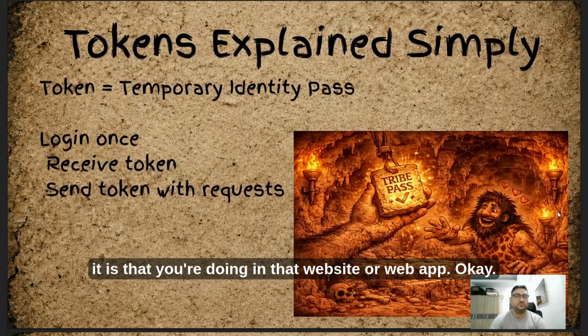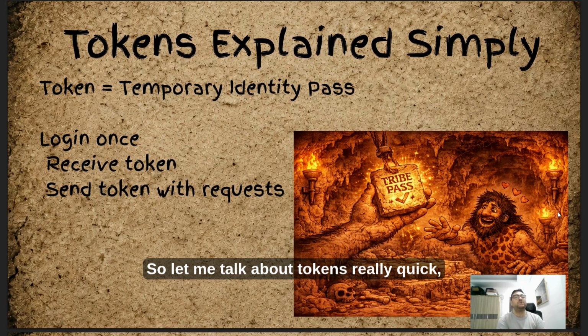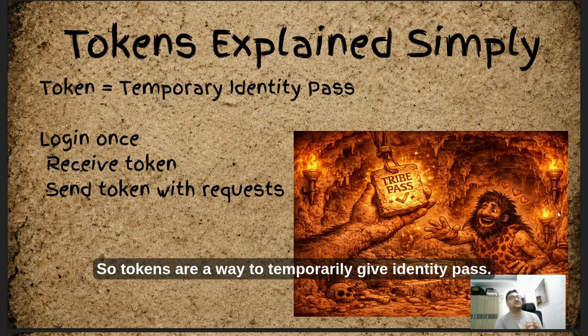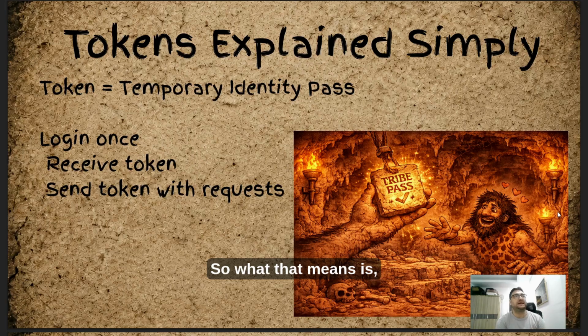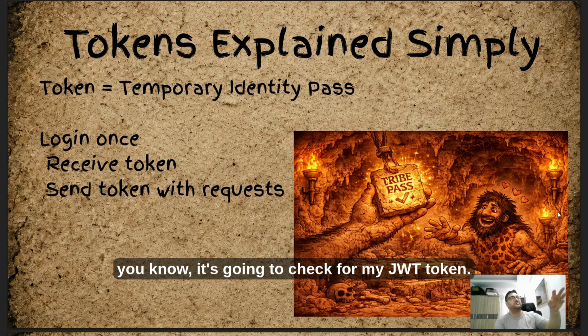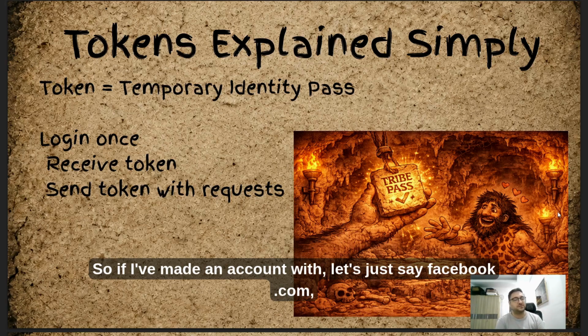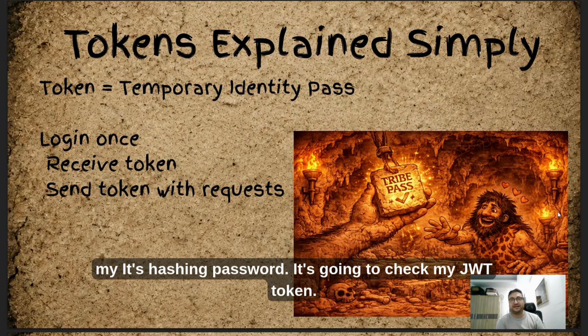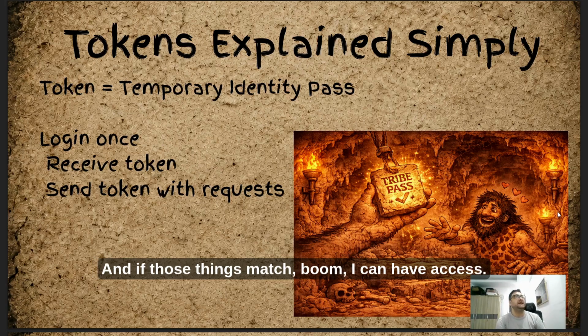Okay. So let me talk about tokens really quick, because I think this is a really complicated subject, but I think it's something that we really should talk about more. Tokens are a way to temporarily give an identity pass. What that means is whenever I'm wanting to access a website, it's going to check for my JWT token. So if I made an account with, let's just say, Facebook.com, it will automatically generate a JWT token. And whenever I log in, it's going to check my hashed password. It's going to check my JWT token. And if those things match, boom, I can have access.